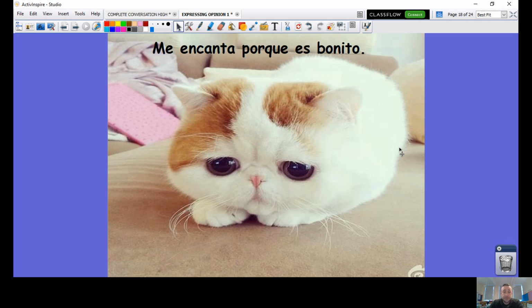I've done my sentence. You've probably got a very similar sentence. My one says, me encanta porque es bonito. I love it because it's cute. Could you read your sentence to me, please? Fantástico. Muy bien. Well done. Very impressive. Let's move on.